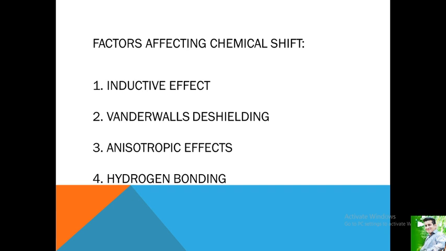The next point is the anisotropic effect. In anisotropy, the deshielding effect on a proton attached to a carbon-carbon double bond is higher than that accounted for by the inductive effect alone. Aldehyde and aromatic protons are much more deshielded. Examples are alkyne and benzene.